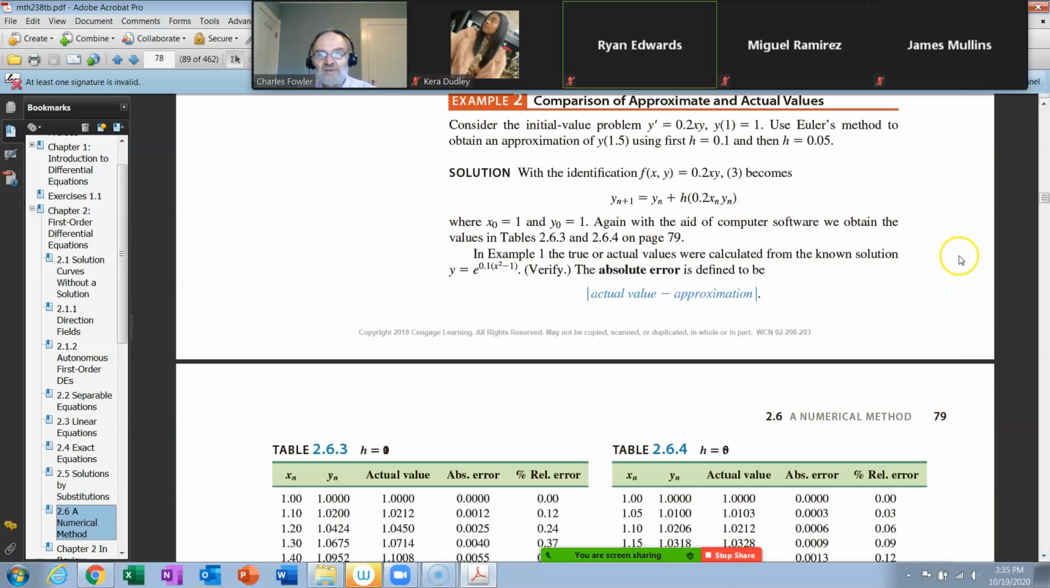Okay, consider the initial value problem y prime is equal to 0.2xy. We've actually had this one before, okay? And actually, let's first solve it exactly, just to see what we've got, with y(1) equal to 1. Then we're going to try to get to x equal 1.5 from x equal 1, first in steps of 0.1, then in 0.05. We're not going to do all these, but we're going to get them started.